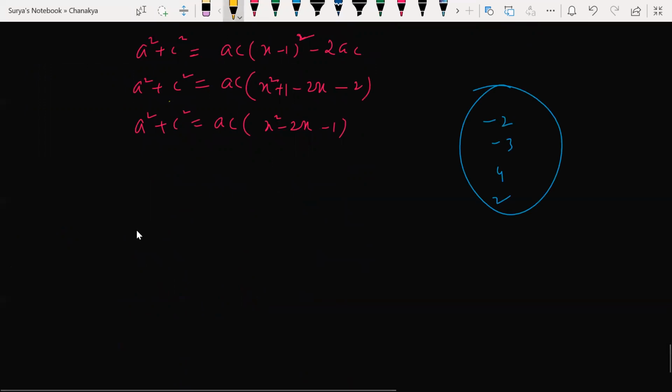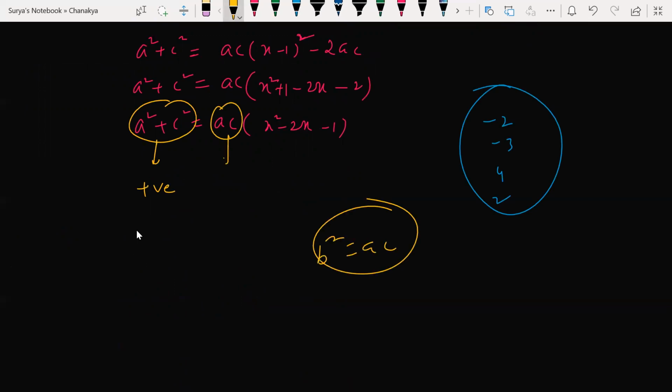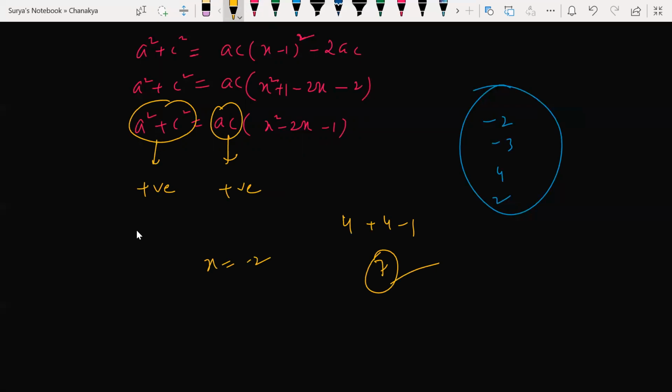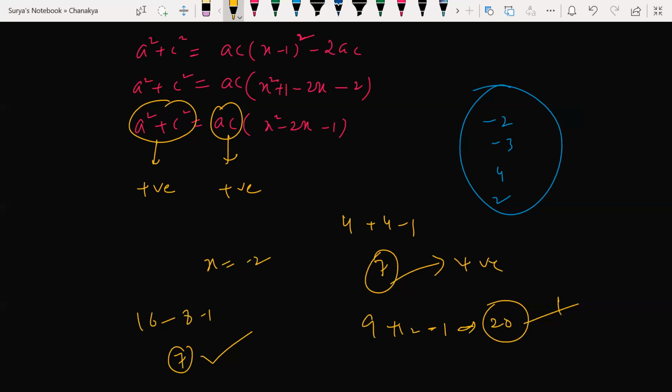Here A square plus C square is absolutely positive, beta. AC is what? B square is equal to AC, we have. This is also absolutely positive. Understood my point? Are you people able to understand? Now X cannot be what? If X is equal to minus 2, what happens? So 4 plus 4 minus 1. So it's 7. It is positive. If X is equal to minus 3, 9 plus 12 minus 1. So 20. It is also positive. If X is equal to 4, 16 minus 8 minus 1. How much? 7. It is also positive.